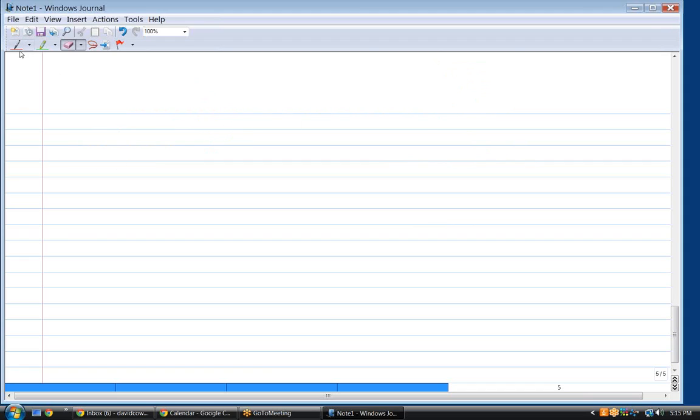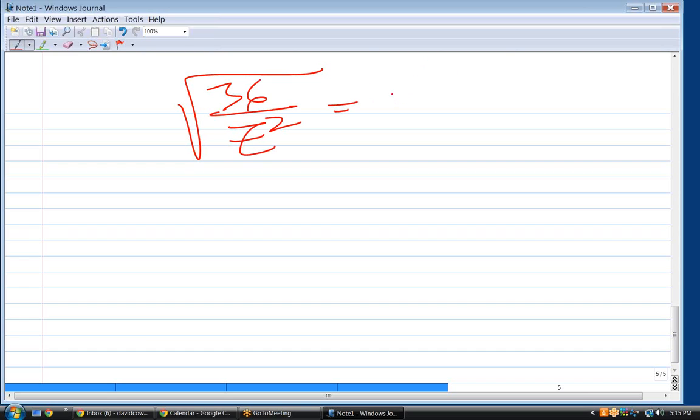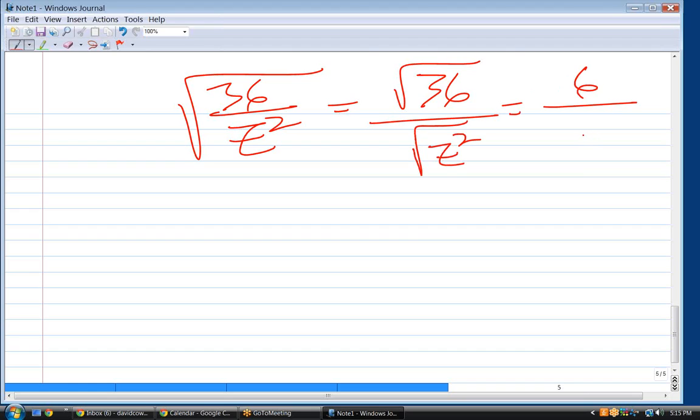Alright, so then another problem would be the square root of 36 over z squared. Separated into two fractions. So square root of 36 over square root of z squared. What do both of those turn into? 36 turns into 6 over z.